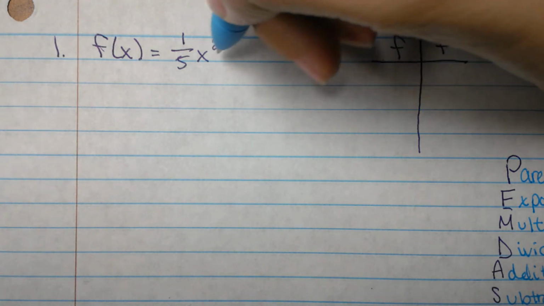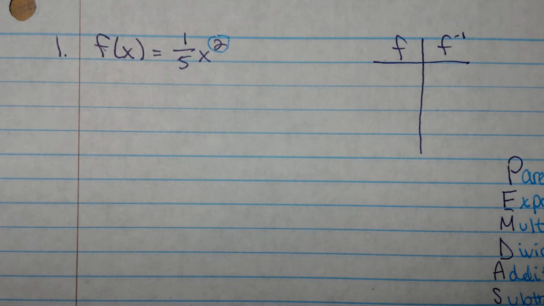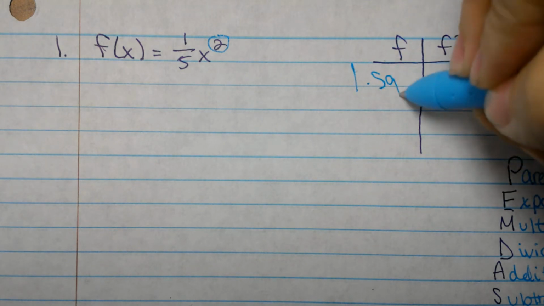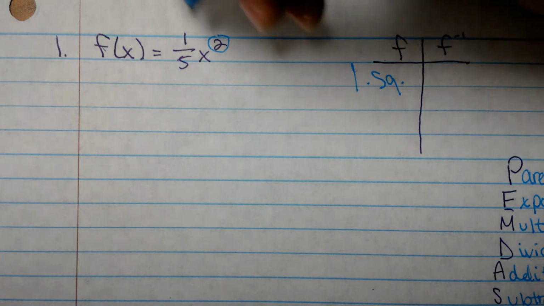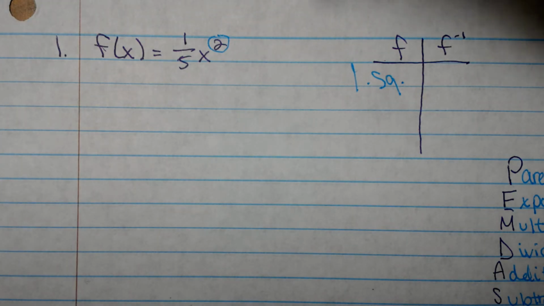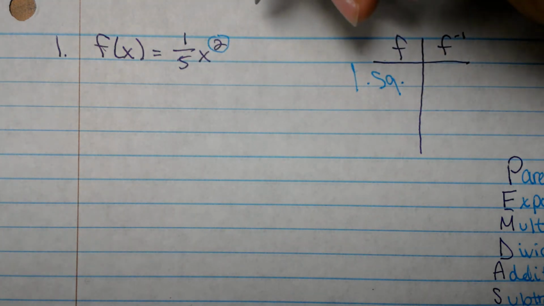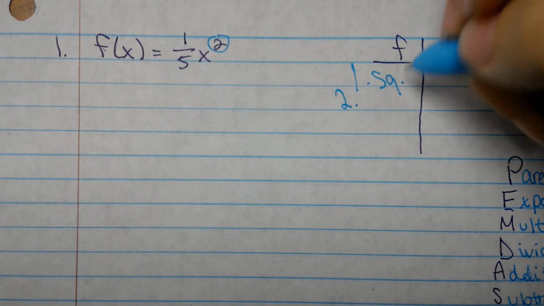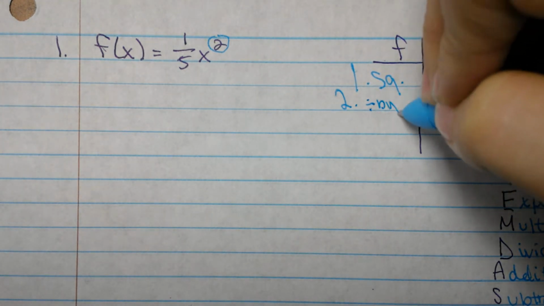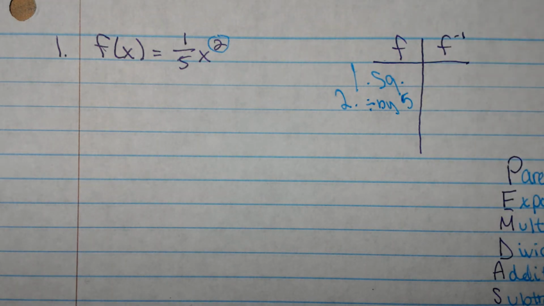So over on the original, the first thing I did to X was that exponent, the square. Then I multiplied by 1/5. When you multiply by a fraction, it's the same thing as saying that you divided by the number in the denominator. So if I say I multiply by 1/5, it's the same thing as saying I divided by 5, which in these cases it's easier to say that you divided by 5. So that's the steps you took on the original.